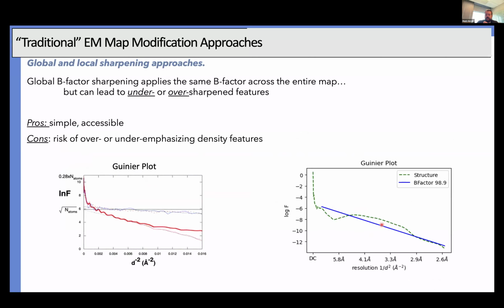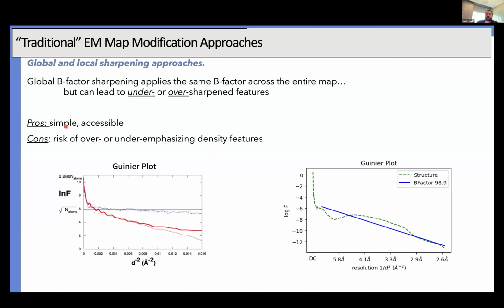Anybody who has worked in CryoSPARC has seen this in their refinements, and again, it's the same thing. It's a Guinier plot. Here in green is the experimental data as a fall off versus resolution, higher resolution being here, lower being here. The blue line is a fit, and it gives you your B factor. What this means is that your data will be sharpened with a B factor of 98.9 to improve your 2.6 angstrom resolution structure.